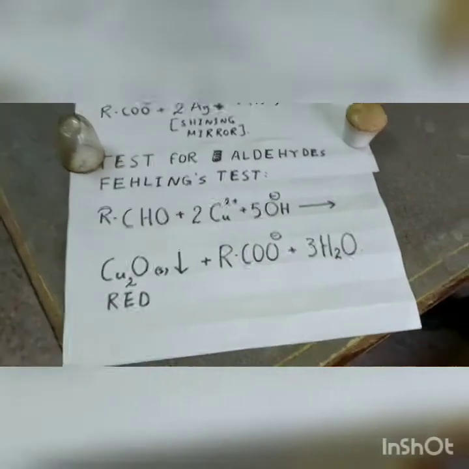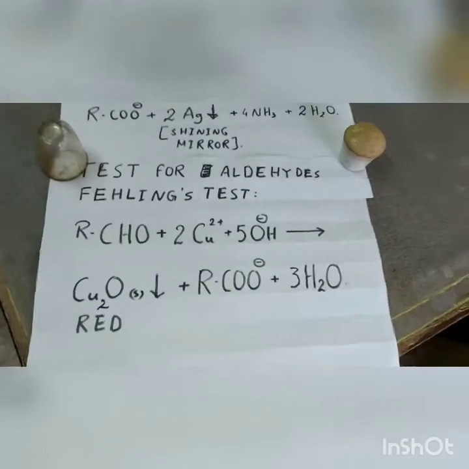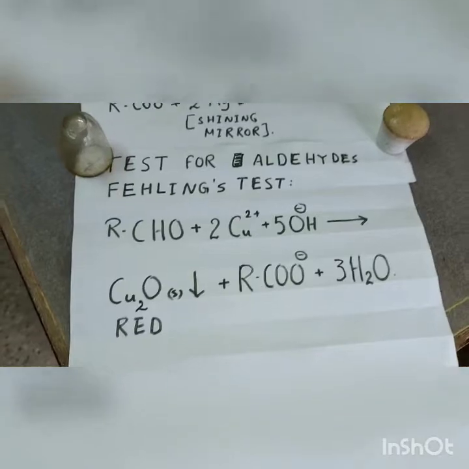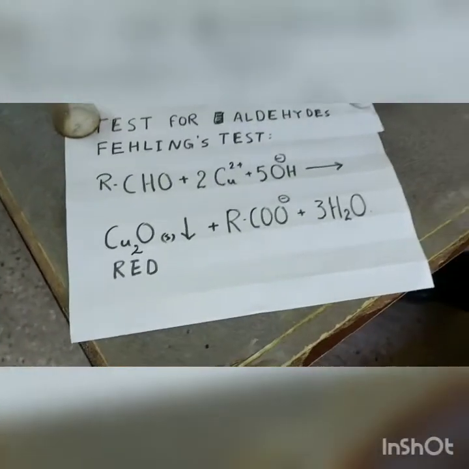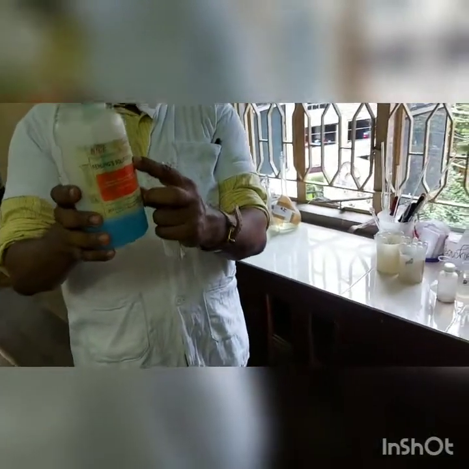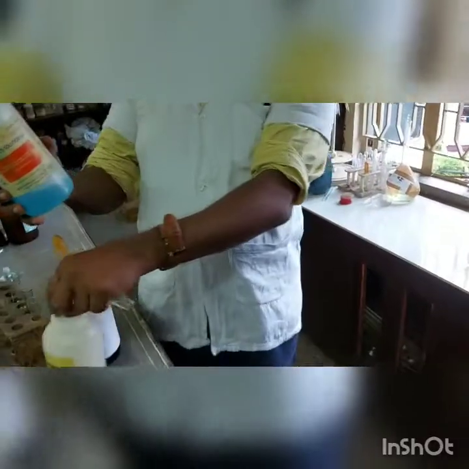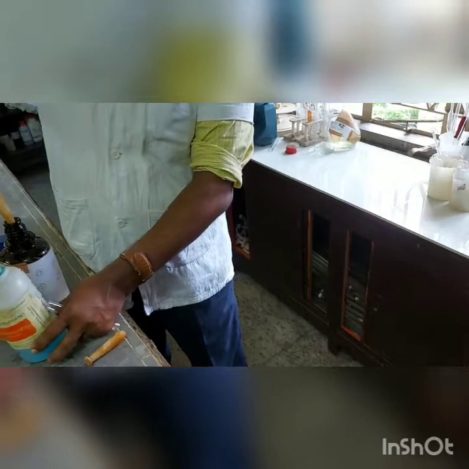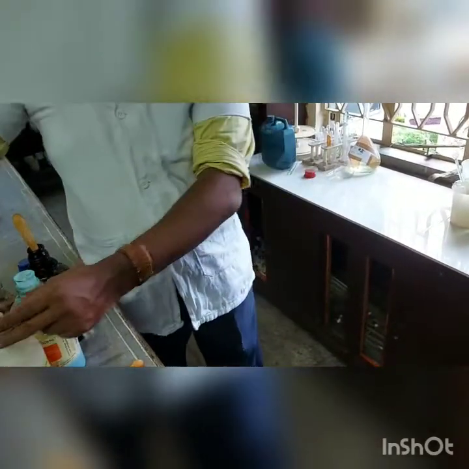Now we are going to show another test for aldehyde, that is Fehling's test. Before that, we have to prepare Fehling's reagent. There are two solutions: one is Fehling 1, or we call it Fehling A, and another is Fehling B. Fehling A is a saturated aqueous copper sulfate solution with 1 drop of sulfuric acid, and Fehling B is Rochelle salt, that is sodium potassium tartrate solution. I have to add them in equal volume.